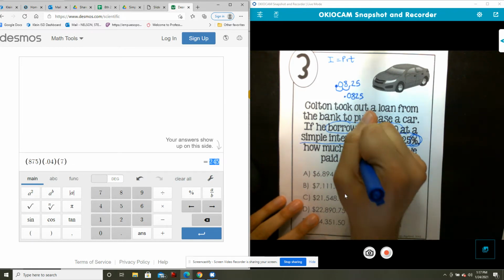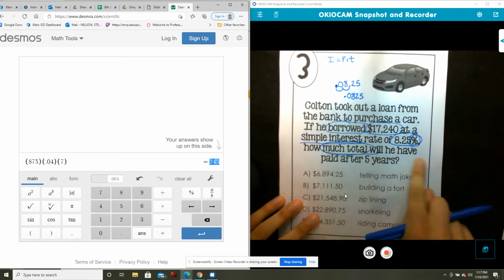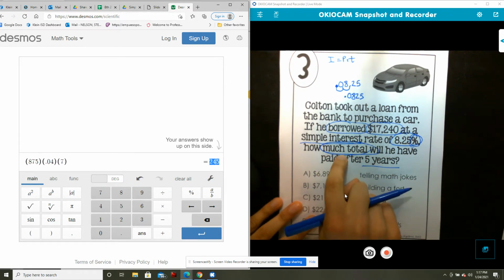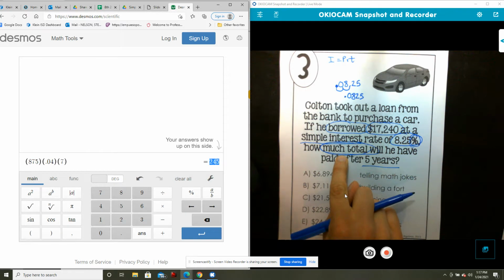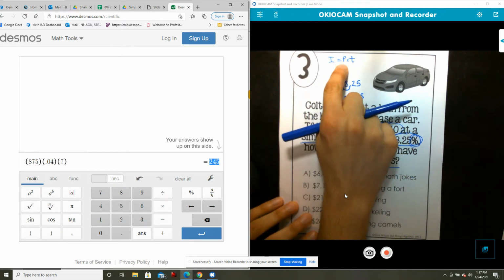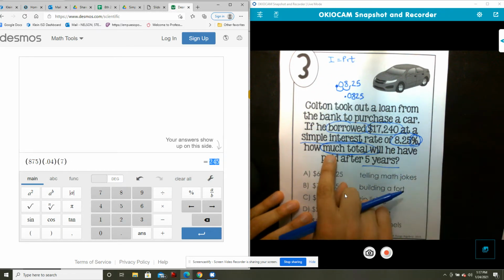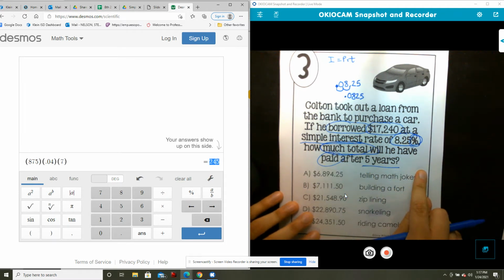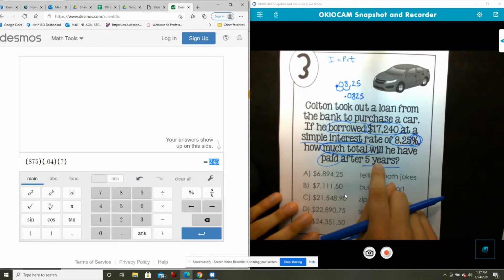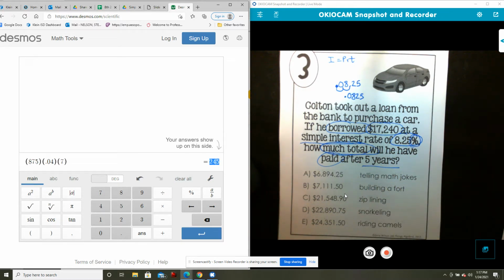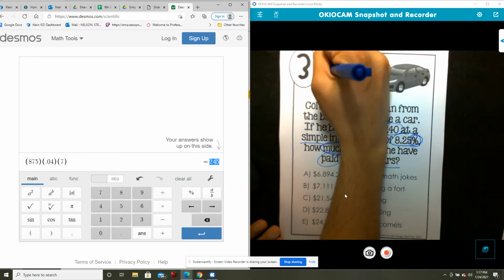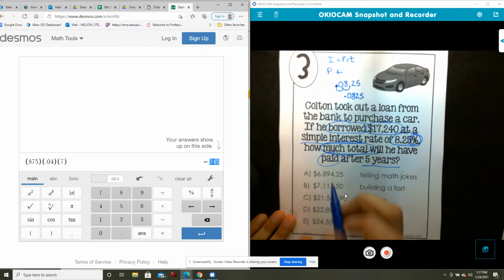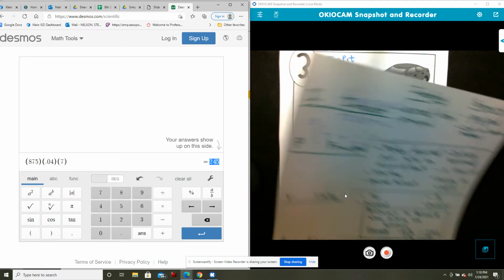How much total will he have paid after 5 years? So there's our years. All right, so this time it's asking for how much total. So it's not asking specifically for one of the variables. It's not asking specifically for interest, principal, rate, or time. It's asking for how much the total he will have paid in 5 years. So the total is going to be the initial amount that he borrowed, which is our principal, plus the amount that he has to pay.